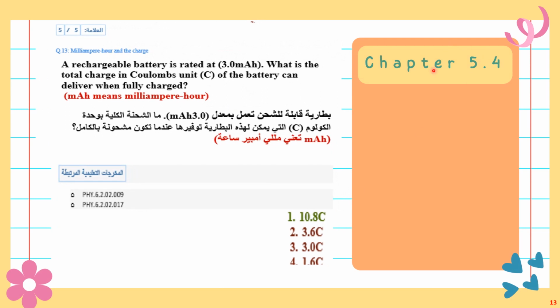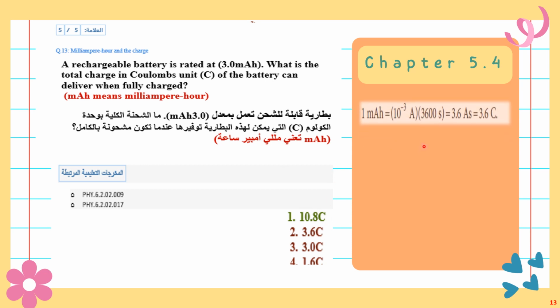Continue with chapter 5.4. A rechargeable battery is rated at 3 milliampere-hour. So what is this total charge in coulomb units? So we need to convert. This question is only about conversion of units from milliampere-hour to coulomb. So what is this amount equal to in coulomb?